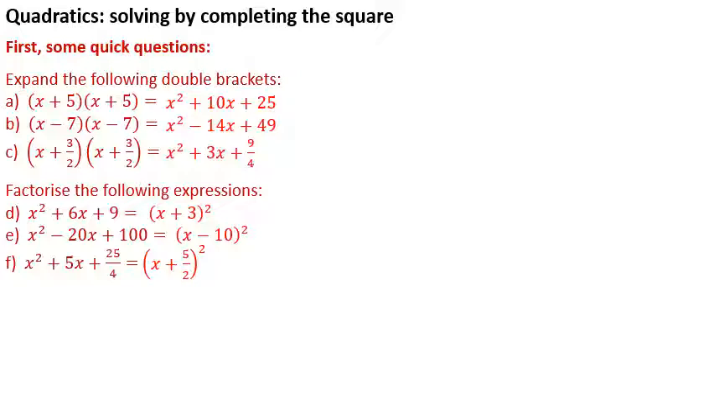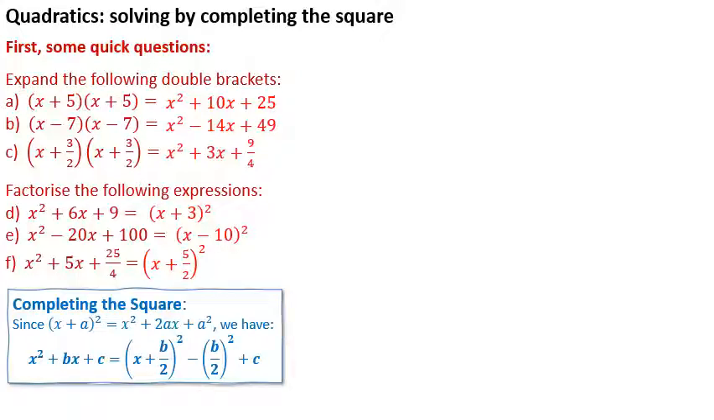Now, most quadratics are not perfect squares, but all quadratics can be thought of as a perfect square plus or minus a bit. Think about, for instance, x squared add 6x add 10. That would just be the same as x add 3 in a bracket squared add 1, because x add 3 in a bracket squared gives you the x squared add 6x add 9, and the extra 1 turns that 9 into a 10.